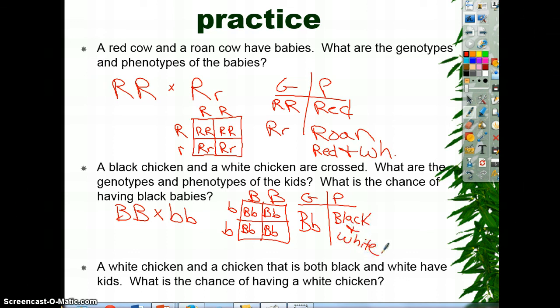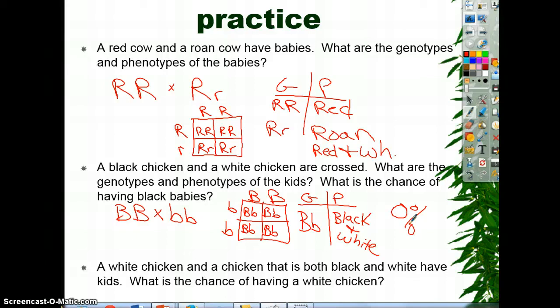Again, codominance, they're going to have chickens that all have black and white feathers. What is the chance of having a black feathered chicken? 0%. That big B does not overpower the little b in this case. They work together and they both show up.